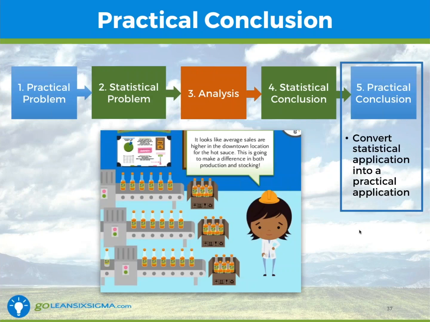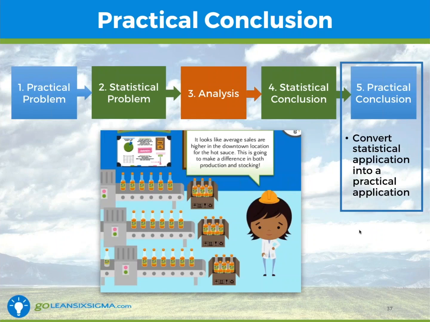So what is the practical conclusion? Since we statistically rejected the null, that means location is a significant X, right? We were trying to understand what's driving all the times that customers don't get the hot sauce they want. And we said, you know what? Location's a significant X. And that X is downtown having a higher rate of sales.